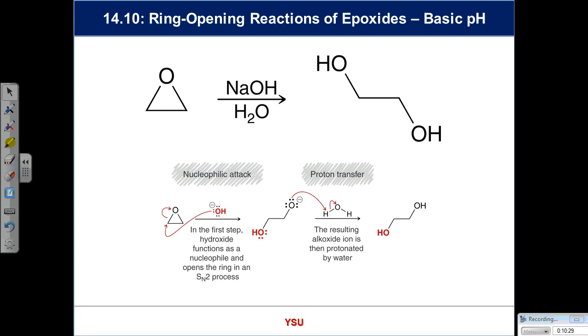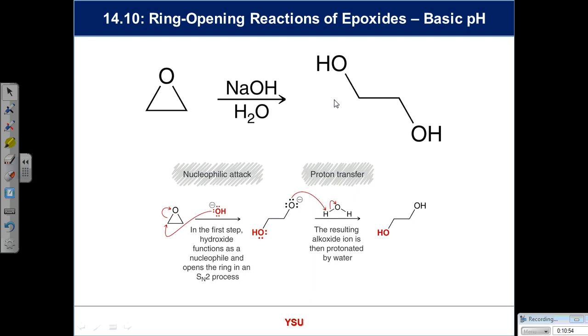So in this flask, we have mixed the epoxide here on the top left, and we're mixing it with sodium hydroxide in water, and it turns out we get this material. So what type of compound is that? That's a diol, right? It's a diol, and in this case, it's one next to each other, so it's a vicinal diol. It's actually ethylene glycol, which is antifreeze, and this material is opened up to give the diol.